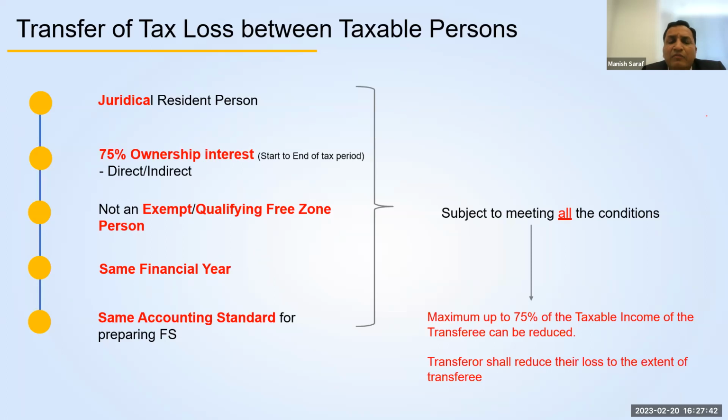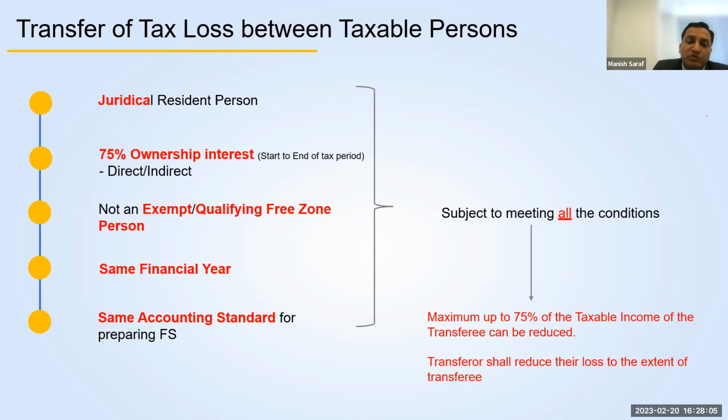If someone is not able to form a tax group as they are not able to meet the 95% criteria, they can still take the benefit of the same group tax losses. Now, how does that happen? The first criteria is that they need to be a juridical resident person. That means those companies need to be incorporated in the UAE.